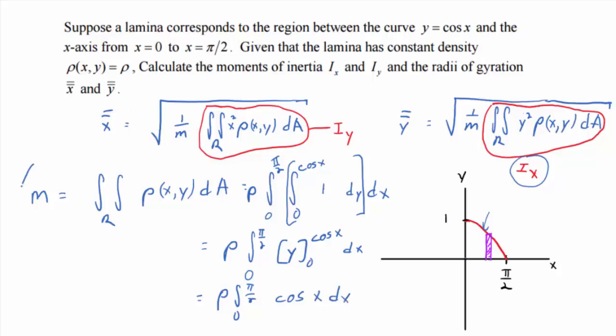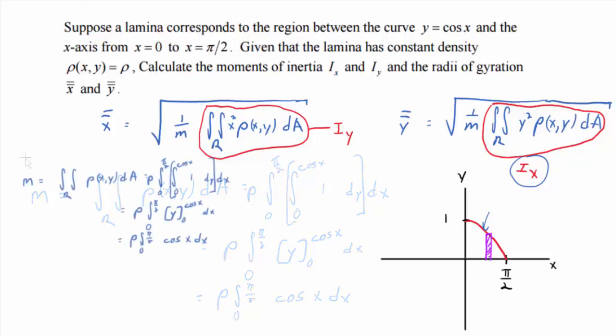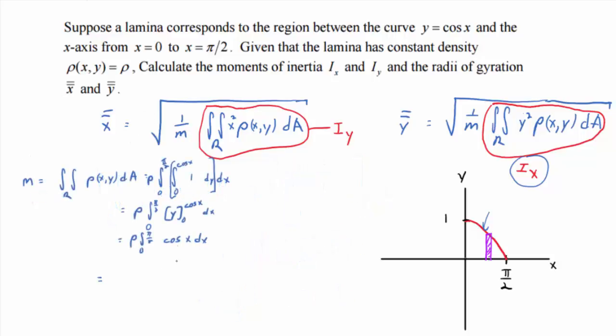Okay, let me free up some space here. So what does that equal? Well, the integral of cosine of x is sine of x. We still have this rho on the outside. Sine of x evaluated from 0 to pi halves is just sine of pi halves minus sine of 0, or just 1 minus 0, times rho. So the mass is actually going to be rho.